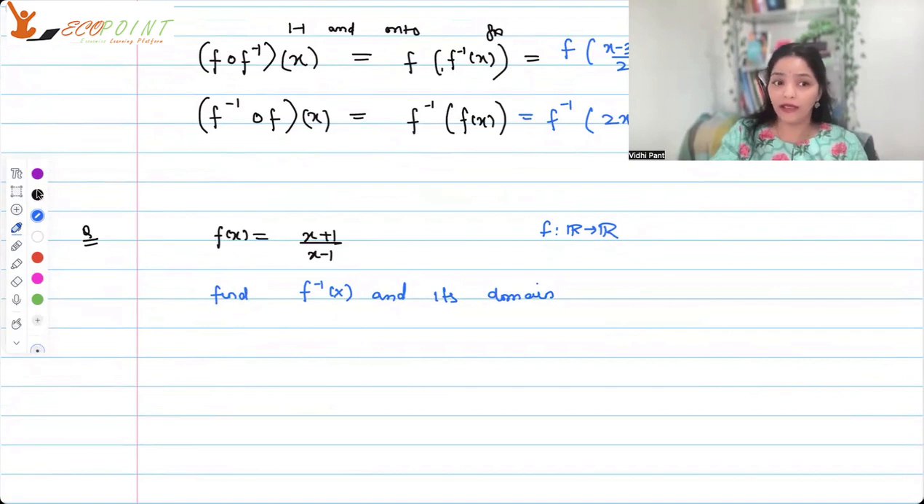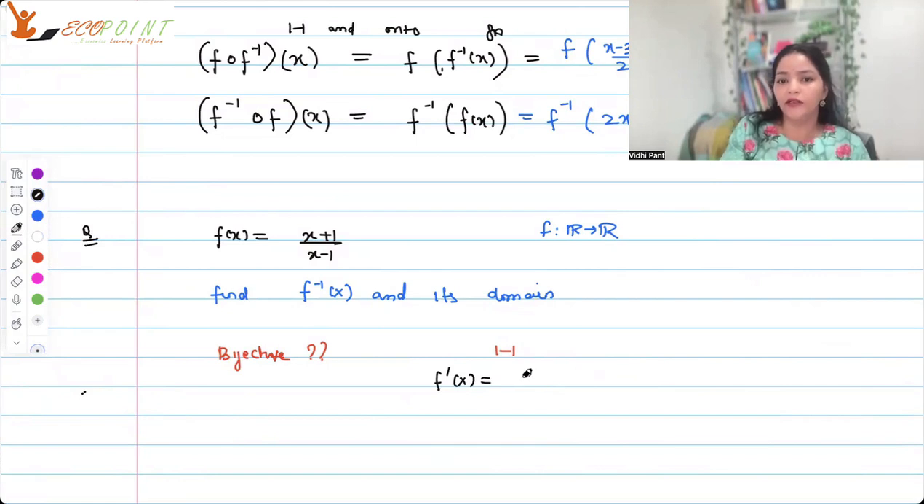Well, the first thing that I should check here is definitely bijective. So check whether this function is bijective. So is it 1-to-1? For 1-to-1, this is a differentiable function. I'm going to take f dash x, so I should find out f dash x.